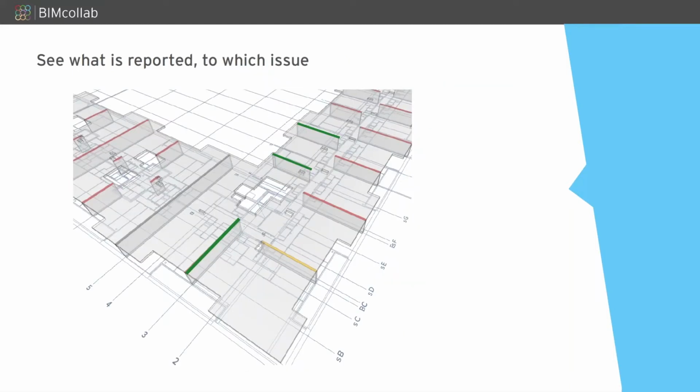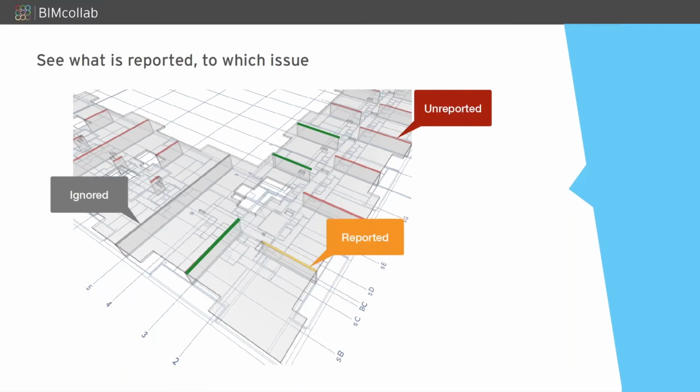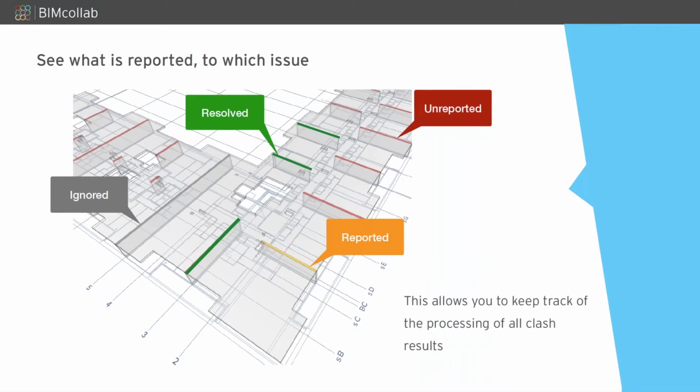We even visualize this in the 3D viewpoint with our color-coded clash boxes. So not only can you see the intersecting volume, you can also see the status of the reported or unreported clashes to issues. And we can also see, when we do a rerun, which ones of them have been resolved and to which issue. Overall, allowing you to keep track of all the issues and the clash results that you have processed up to that point.